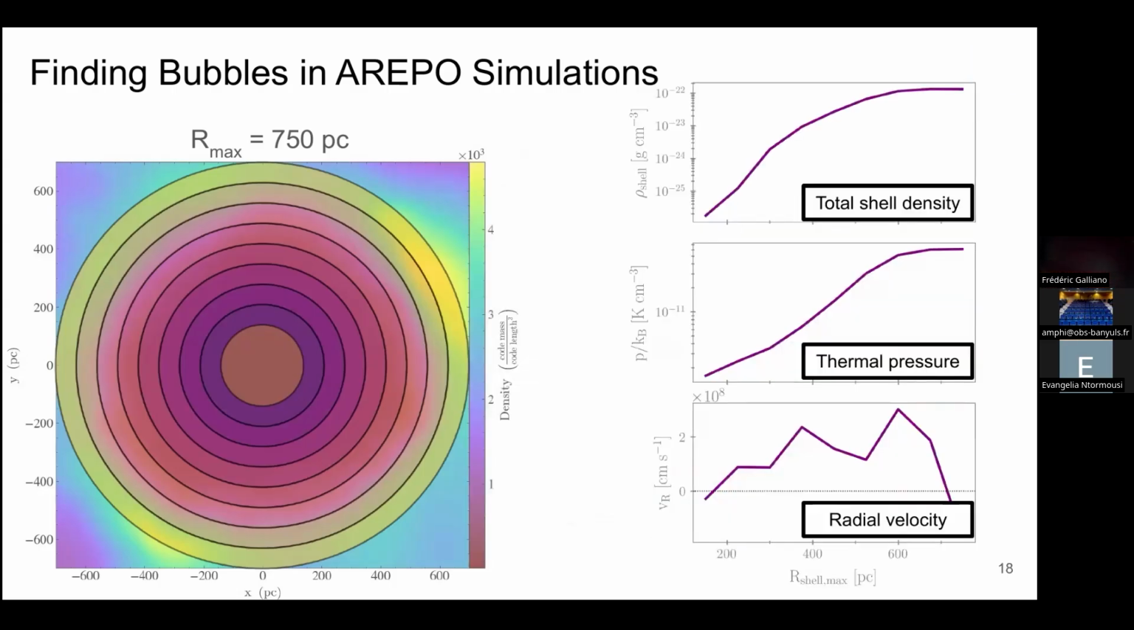So we can see density and thermal pressure increase with radius, as we would expect for one of these bubbles. And radial velocity increases until we get to shells that are outside of that dense shell.